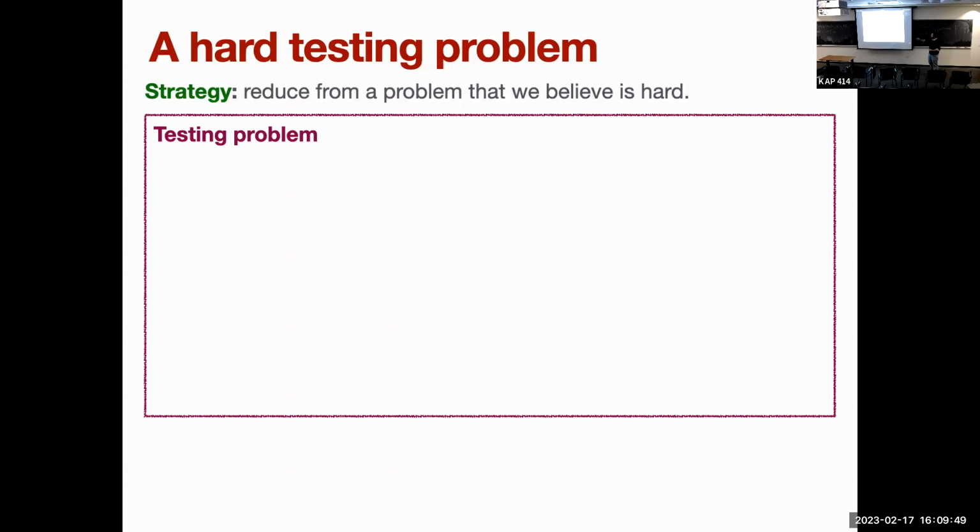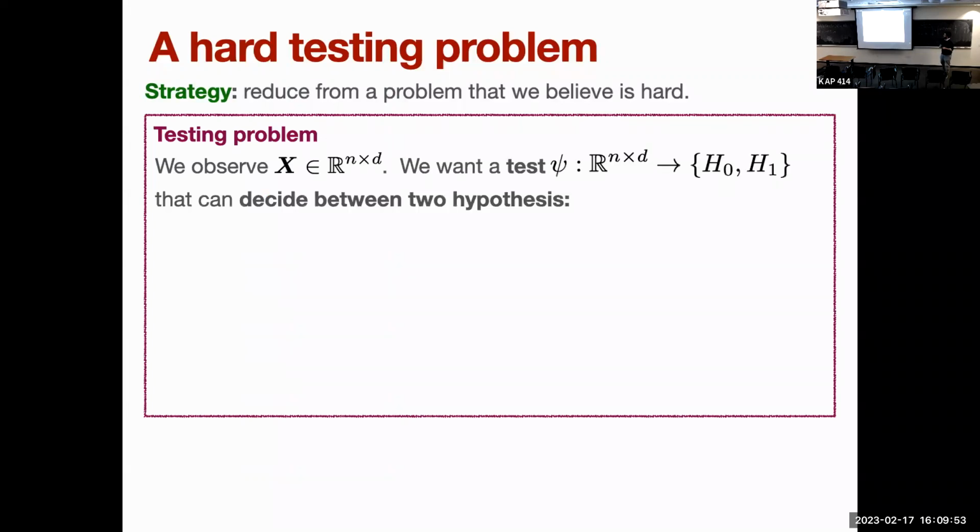A natural thing to do here is to use a testing problem. If you remember from statistics 101, a test would simply take some data that you want to analyze and output either the null hypothesis or the alternative hypothesis. And the data of the problem that we're going to study actually has pretty much the same dimensions as the data that we had in the original problem that we wanted.